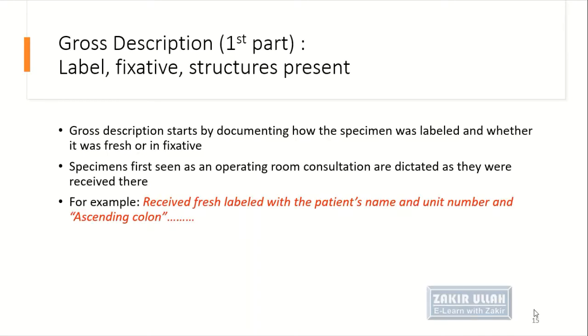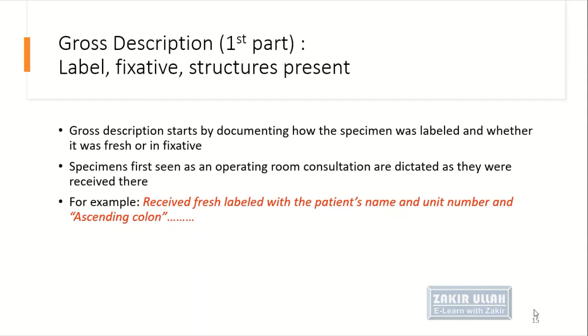The first part of the gross description is the labeling, the fixative, the structure present. The gross description starts by documenting how the specimen was received and how it was labeled, whether it was in a fresh fixative or in an old fixative, and what type of fixative was used.